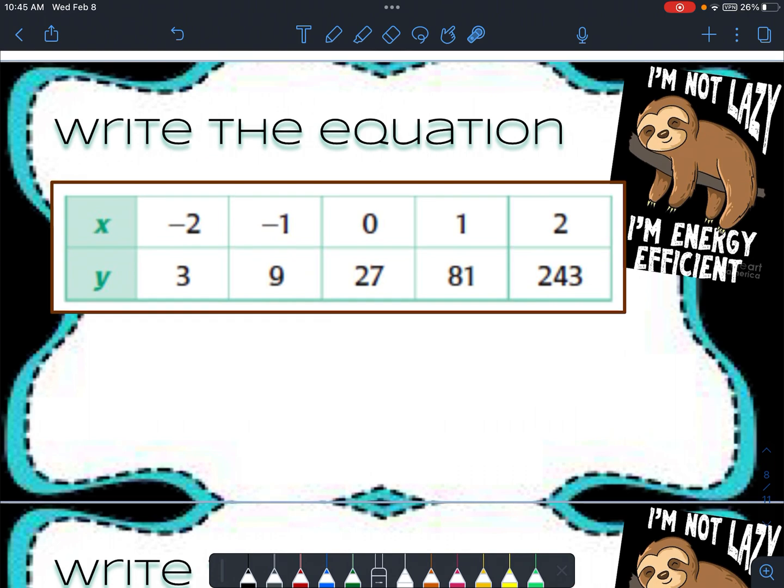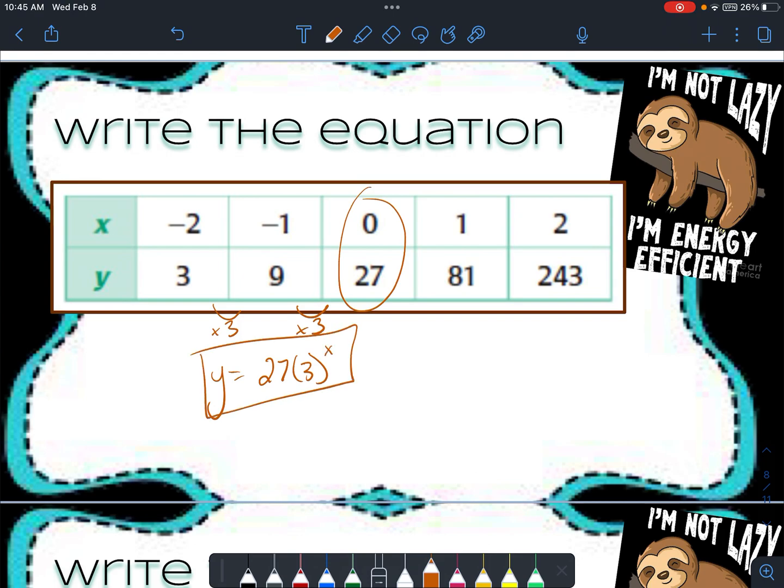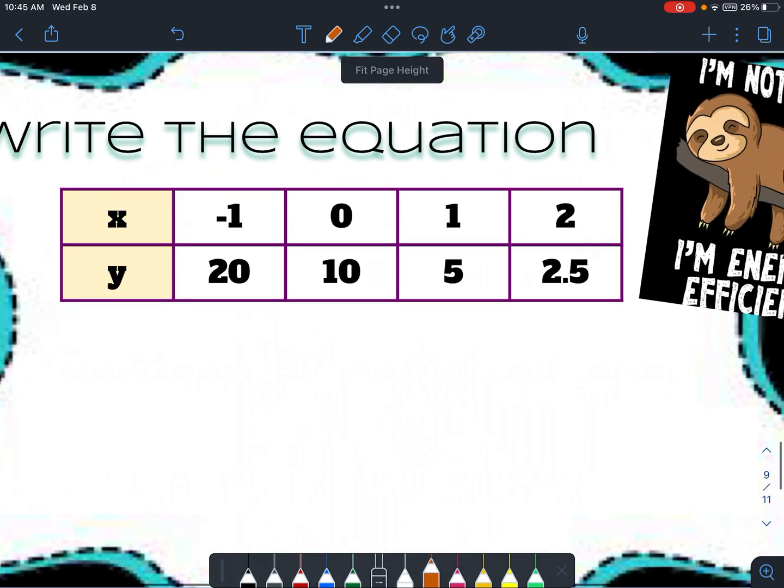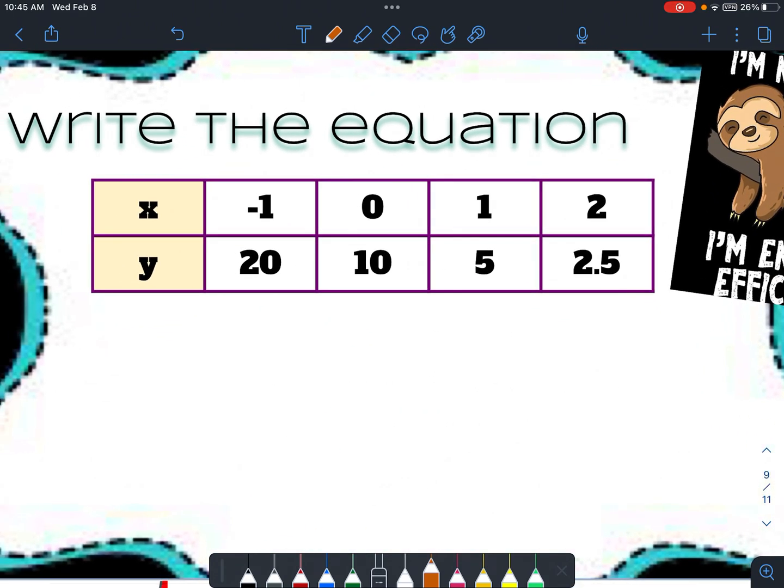Okay, let's do a couple more. This one right here, we're going to have y equals, okay, our y-intercept is 27, where the x is 0. And then what's our growth factor? Well, we're multiplying by 3 here, by 3 here, it's consistent. Let's put that down to the x, and we're done. All right, this one right here. I would say pause the video right now and give that one a shot. See what you get.